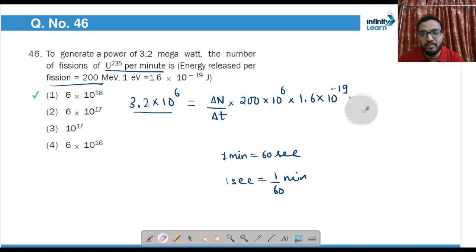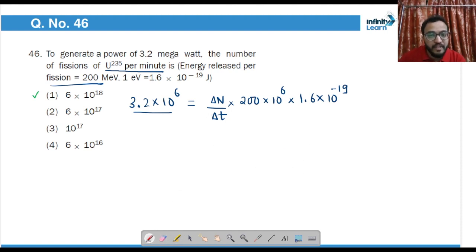Delta n by delta t is already in minutes. We need to convert it into seconds, so 60 will be in the denominator. Because delta n by delta t is already the number of fissions per minute, we need to convert that minute into seconds. So 60 will be in the denominator. Now I guess the answer will be correct.